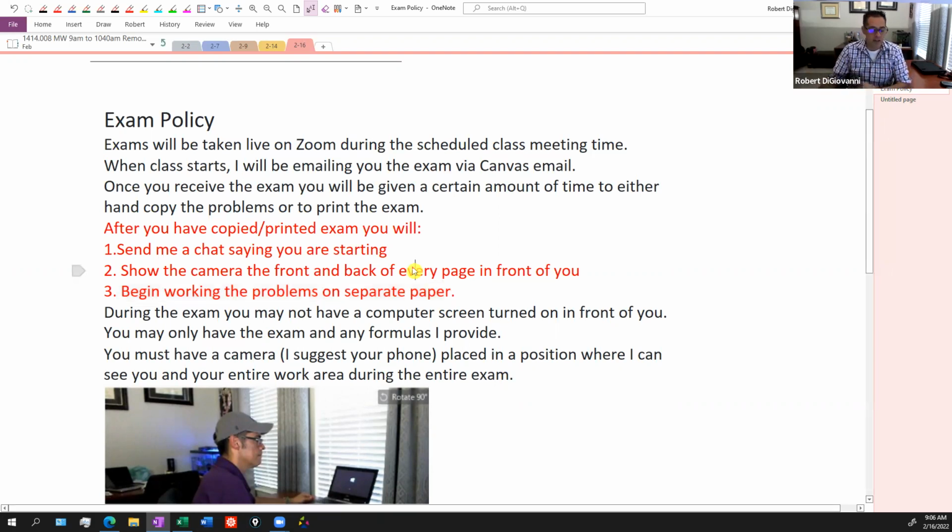Okay, so you're working the test. Now, during the exam, you cannot have a computer screen on in front of you. You can't just be doing the work and reading the test off a computer screen. Everything's got to be paper and pencil. So what I suggest you do is have the Zoom app on your phone, and set your phone up as your camera for the test. That's the way I suggest you do the test. Make sure you have a charger for your phone so your phone doesn't die in the middle of the test.